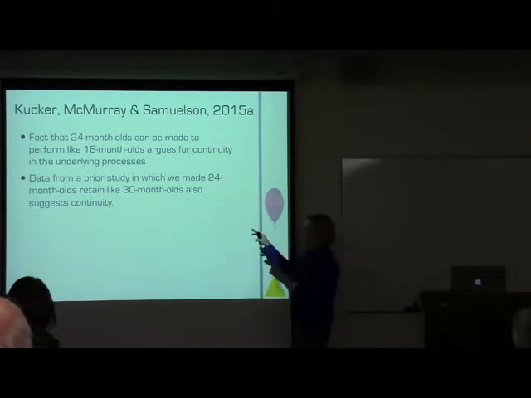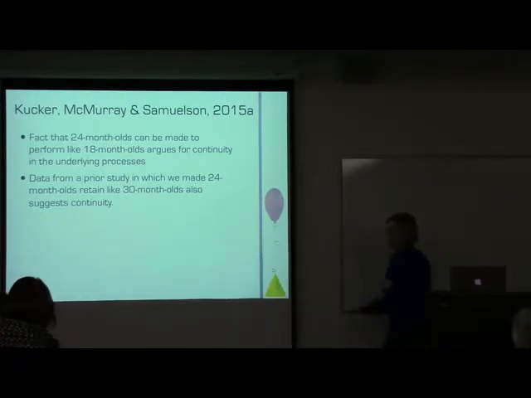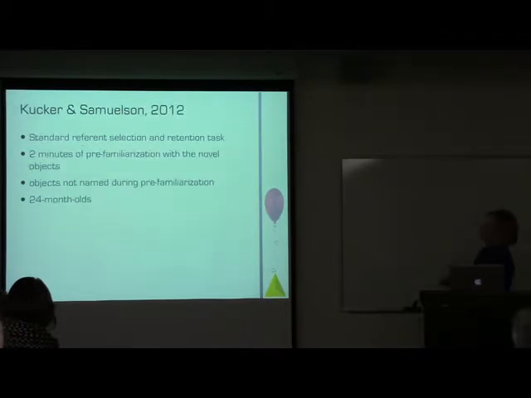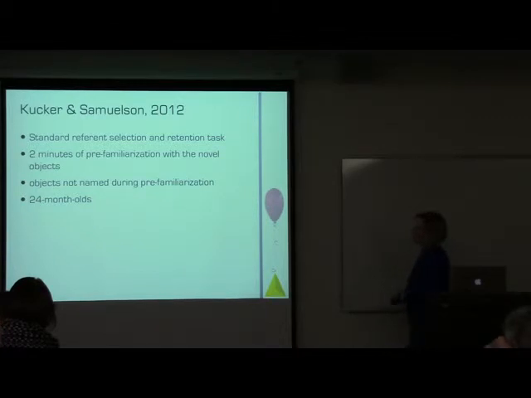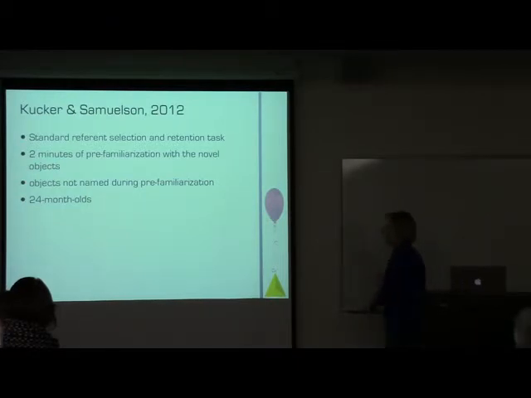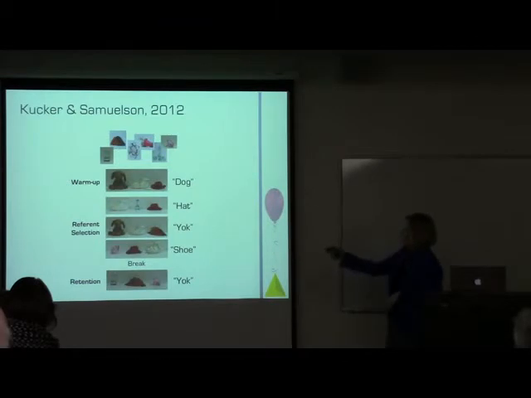There's actually other data that suggests that we can make 24-month-olds act like 30-month-olds, which also supports that idea of continuity. If we manipulate this task, we can get a whole range of different behaviors. So this is a prior study that Sarah had done. We did the standard reference selection and retention task, but we gave them 2 minutes of pre-familiarization. Same pre-familiarization with the novel objects, no naming. These were 24-month-olds. So they just get to explore these objects, and then we do our task.